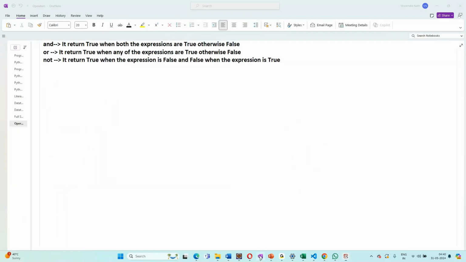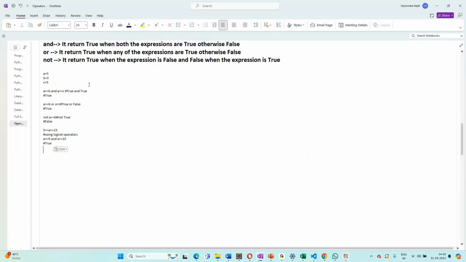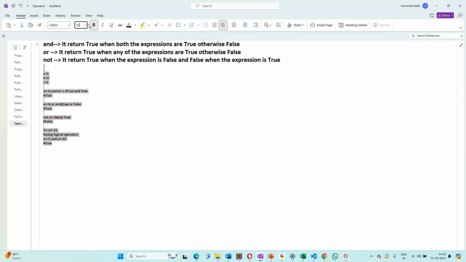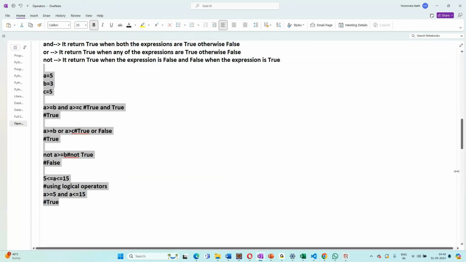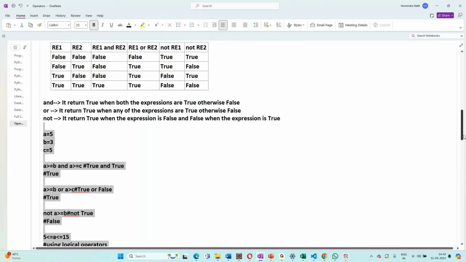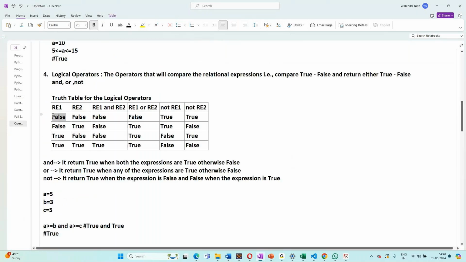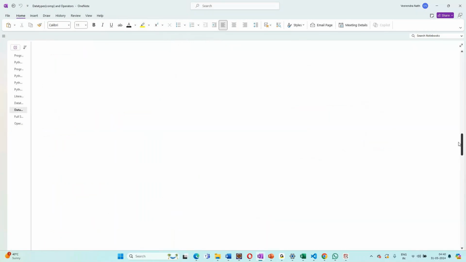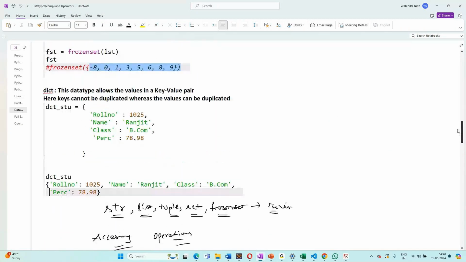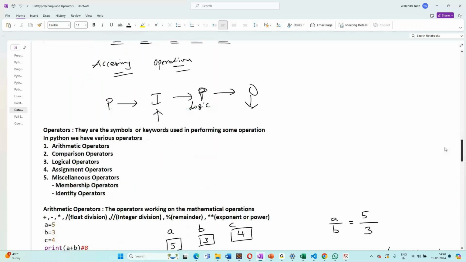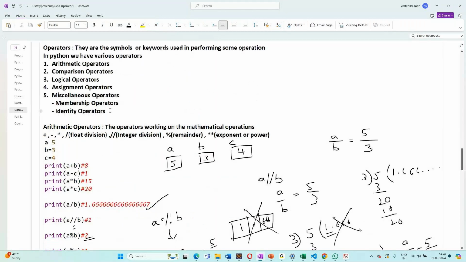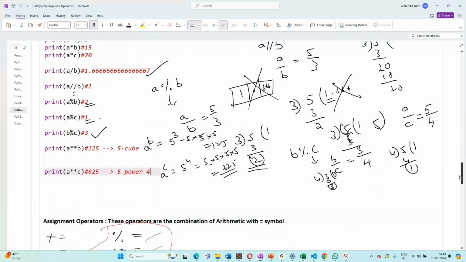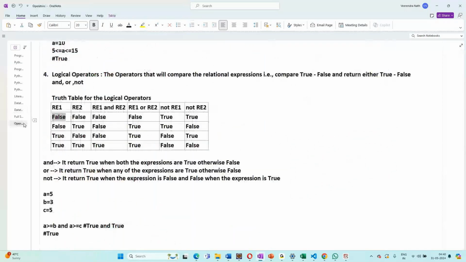So logical operators means the operators that will give you either true or false, comparing either true or false. What we have talked about here are the logical operators, and finally we will talk about the miscellaneous operators.